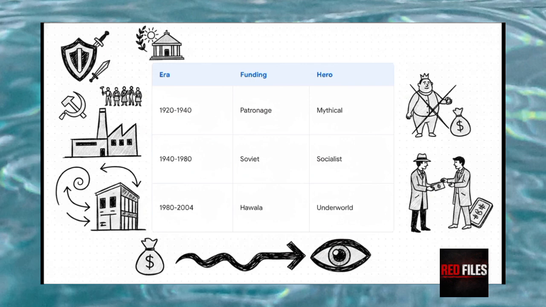To tie it all together, between 1920 and 1940, cultural patronage gave us mythological heroes and pro-nationalist stories to help fight colonial rule. Then, between 1940 and 1980, state and Soviet institutional funding completely flipped the script, giving us the socialist commoner as the hero and the wealthy as the villain. And finally, from 1980 to 2004, the crisis that led to hawala and underworld funding gave us narratives completely sympathetic to the underworld while actively mocking traditional cultural values. This proves an absolutely unbreakable link between where the money comes from and what the protagonist believes.